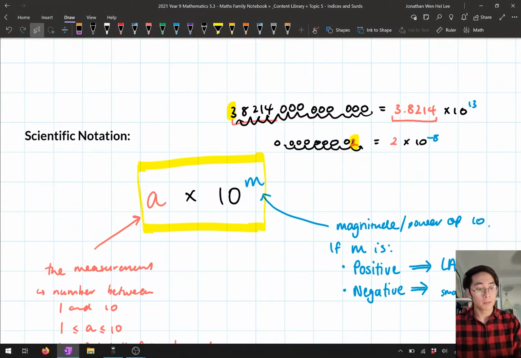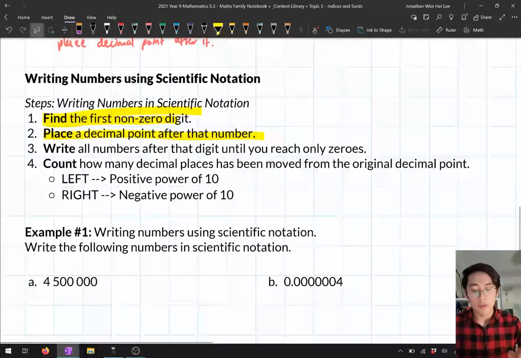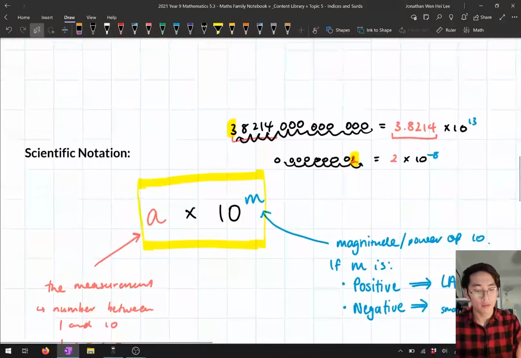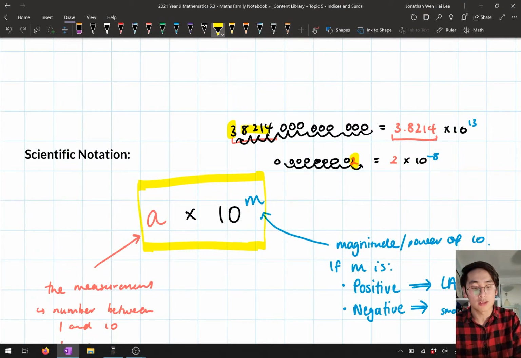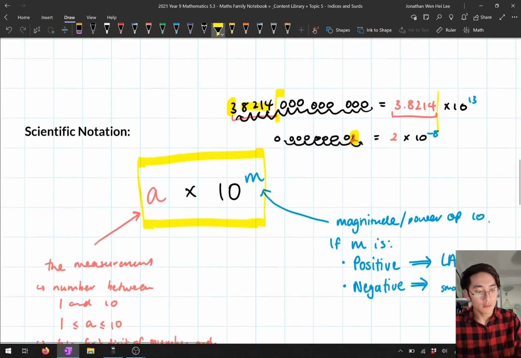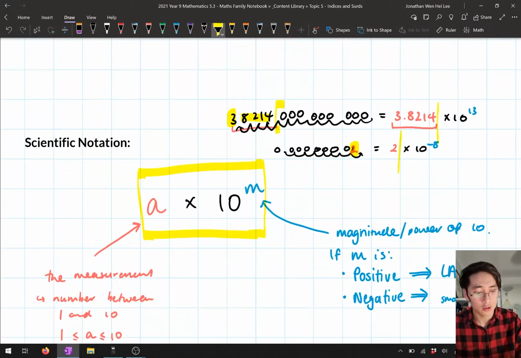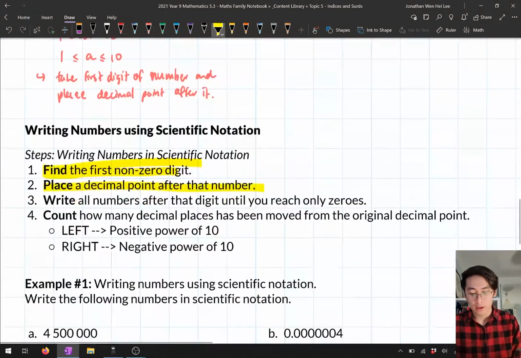For the second one, because it's just one number by itself, we don't actually need to worry about that too much. Or you could just do 2.0 if there are no numbers after. Then we want to write all the numbers after that digit until you reach a 0. So once we hit a 0, we stop. So that's why here I stopped at the 4. For the other example, we don't have any digits after, so I stopped right there.